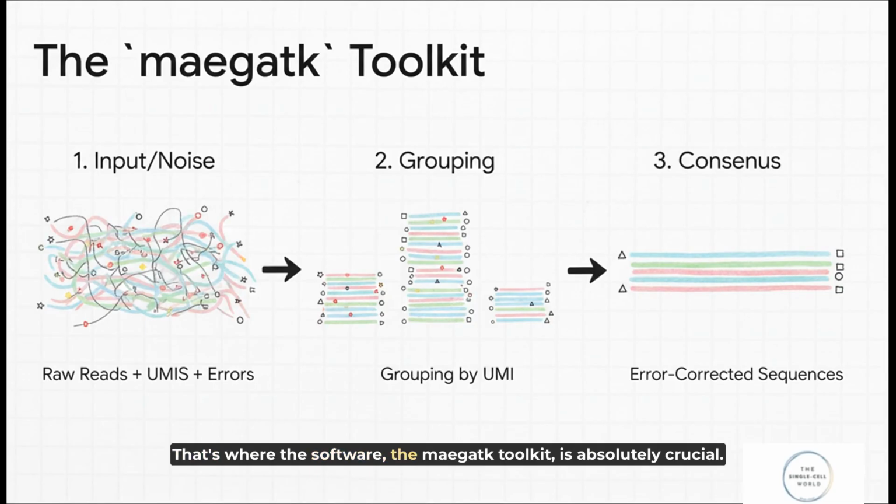That's where the software, the MegaGat toolkit, is absolutely crucial. Think of it like this. Sequencing is kind of like making thousands of photocopies. Some of those copies are going to have smudges or errors.